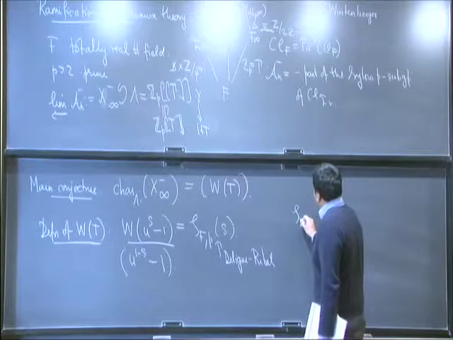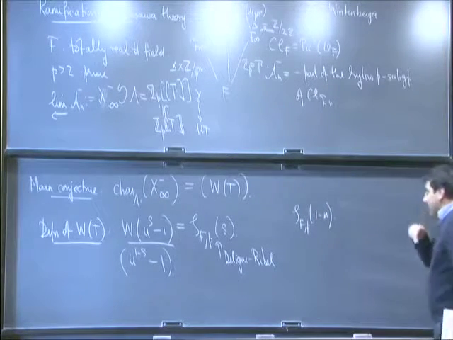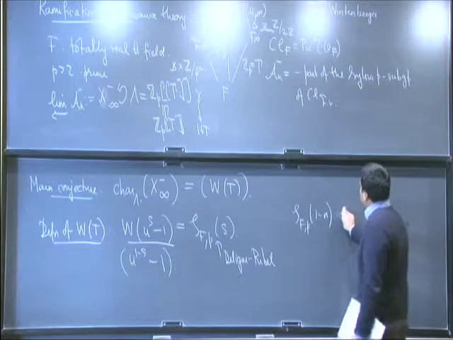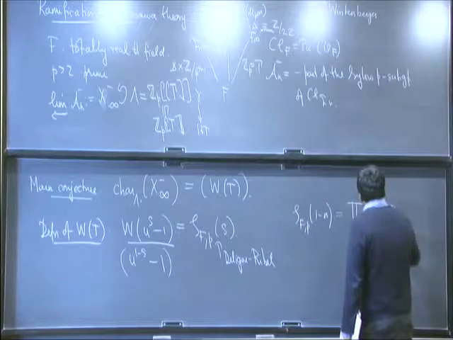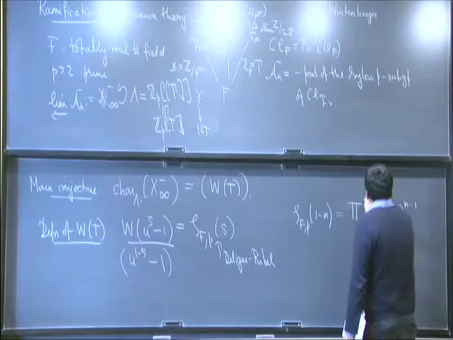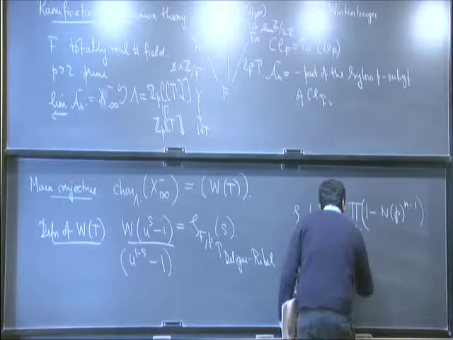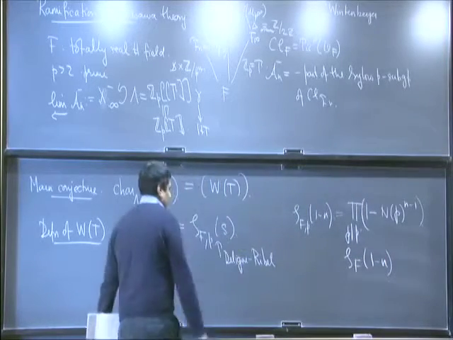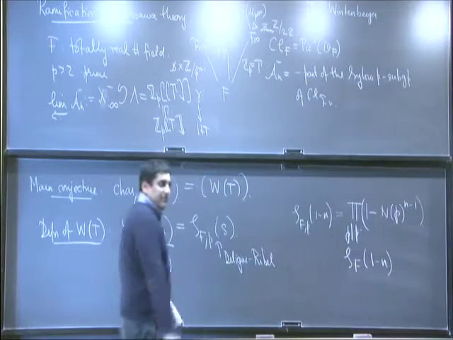So zeta_F,p of 1 minus n, for positive even integers n, is given by the product over p of 1 minus norm p to the n minus 1, times the classical zeta of F at 1 minus n. By a theorem of Siegel, one knows that these values are rational. So this is the interpolation property of the p-adic zeta function.